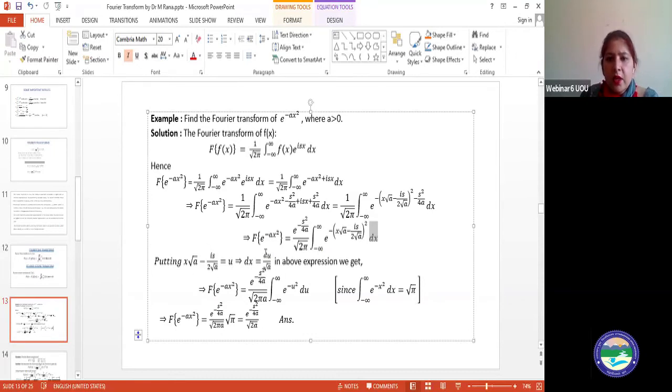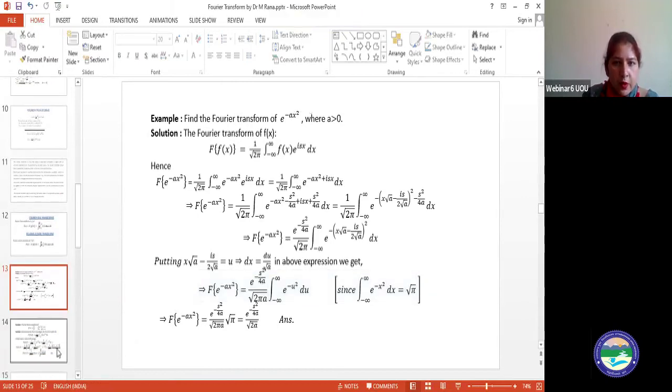So we'll put these values in this equation and we'll have e raised to power minus s square upon 4a upon root 2a, constant, and integration from minus infinity to plus infinity of e raised to power minus u squared du. I have already mentioned the value of this integration as root pi, so directly put this value in this equation. So we'll get the Fourier transform of e raised to power minus ax square equal to e raised to power minus s square upon 4a upon root 2 pi a as it is, and the value of this integration is root pi. So finally we'll get the Fourier transform of this function as e raised to power minus s square upon 4a upon root 2a. I think that will be clear to all of you.